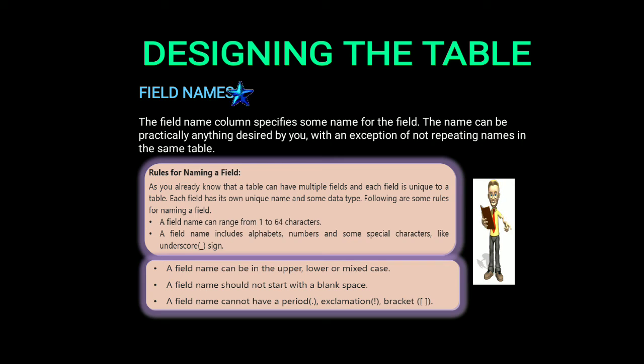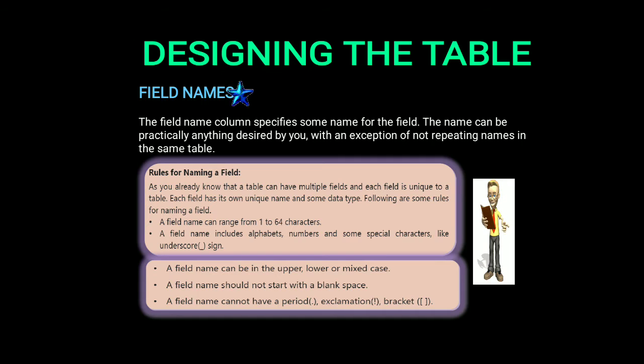field name. The field name column specifies some name for the field. The name can be practically anything desired by you, with the exception of not repeating names in the same table.